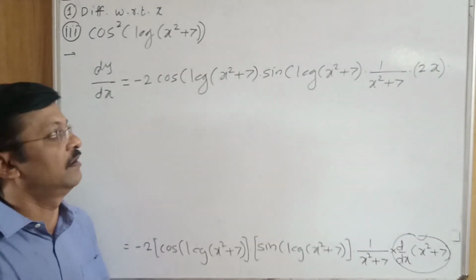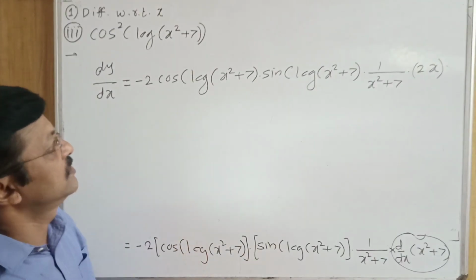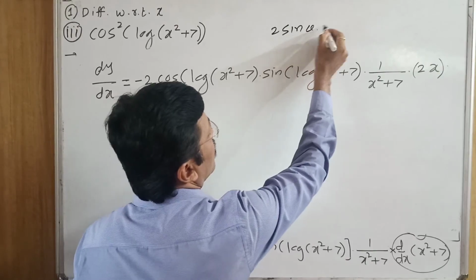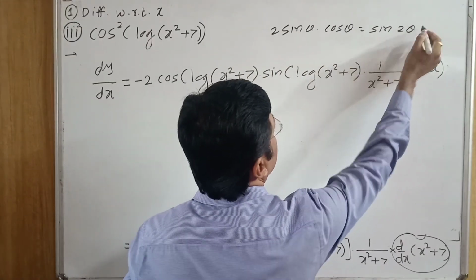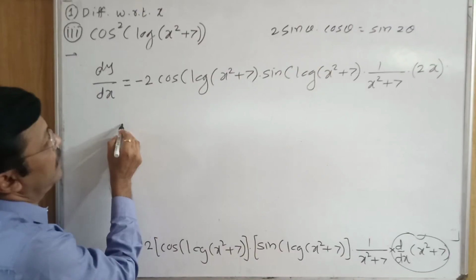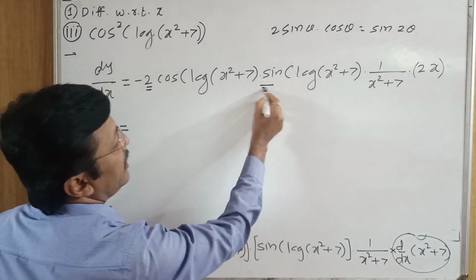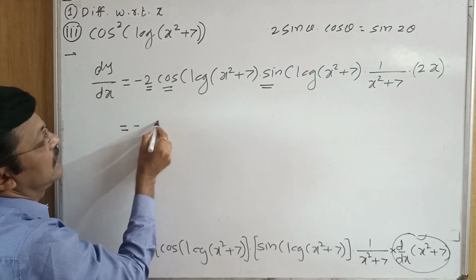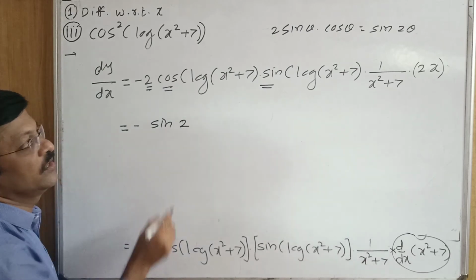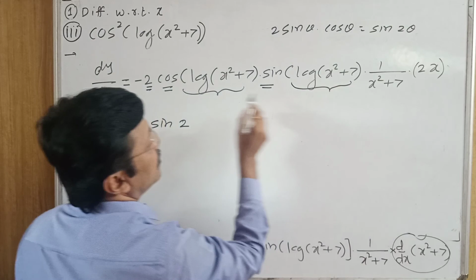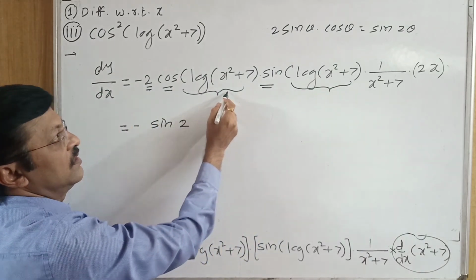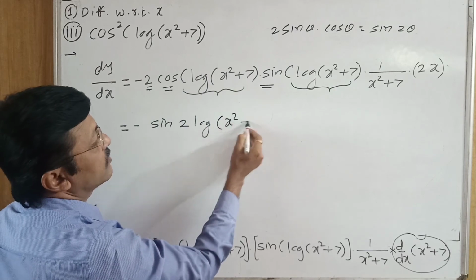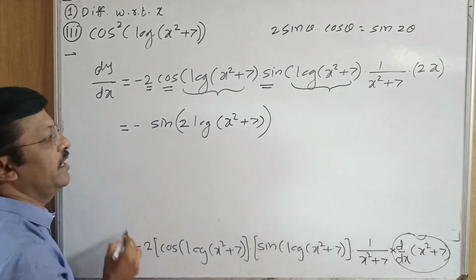And there is one interesting expression or one formula which you can use here. See, 2 sine theta cos theta, you know this formula, 2 sine theta cos theta is equal to sine 2 theta. So we can use this formula and write this as, this is 2 sine theta into cos theta, the same theta is there. So I can write this as minus as it is sine 2 theta, means sine 2 into what is our theta? This is our theta. 2 sine theta cos theta is sine 2 theta, that becomes sine 2 into this theta, which is log of x square plus 7. So sine of 2 theta written here, minus sign repeated here.